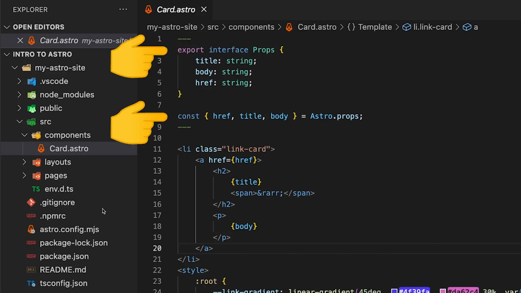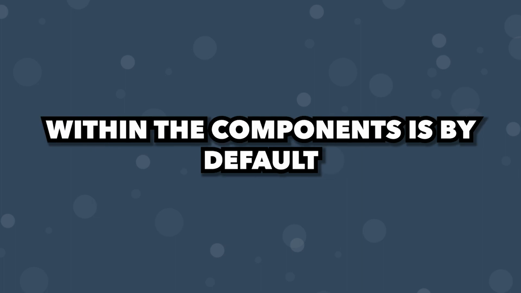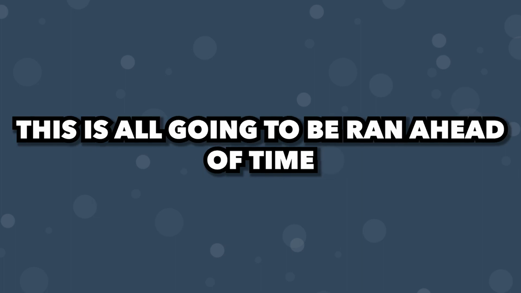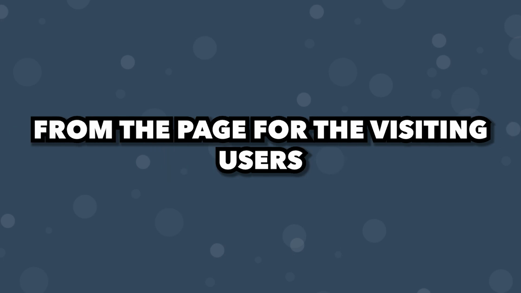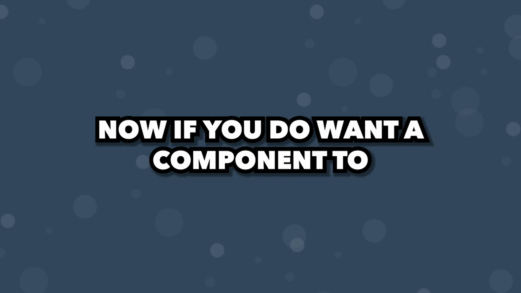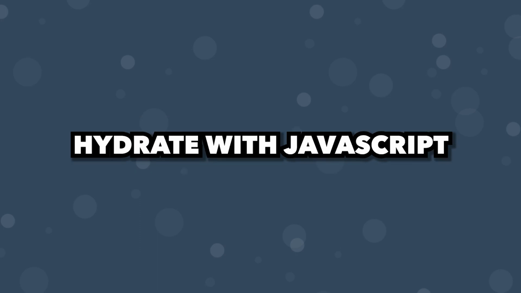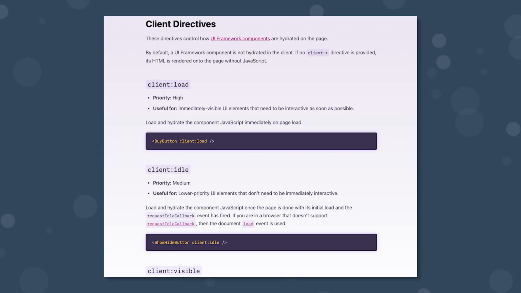In this example, props are being declared which are being passed in from the parent in which the component is being used. Again, the important thing to know when you use JavaScript within the components is by default this is all going to run ahead of time, and then the JavaScript is going to be stripped from the page for the visiting users. Now, if you do want a component to hydrate with JavaScript, we have a few options using what is called the client directive, and we'll see more of this later within the video.